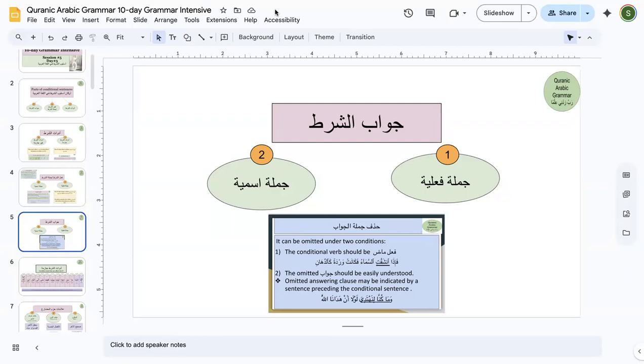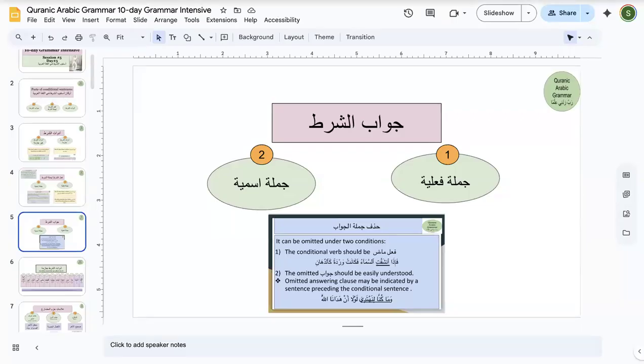But what everyone in class should know, your response clause can be omitted. You may not need the whole detail. You should know jawab can be jumla failure. Jawab can be jumla ismiya. I have not given you any number, any figure there.